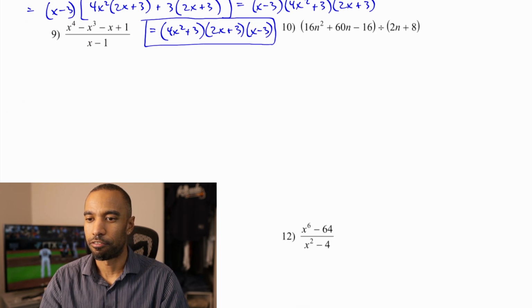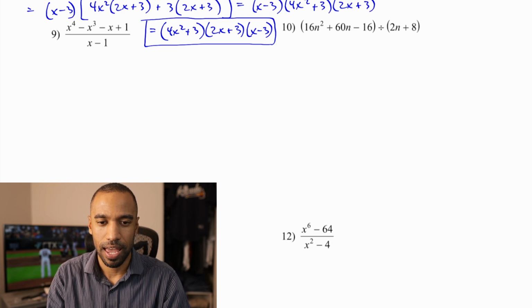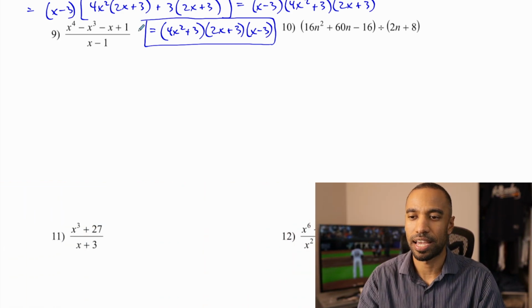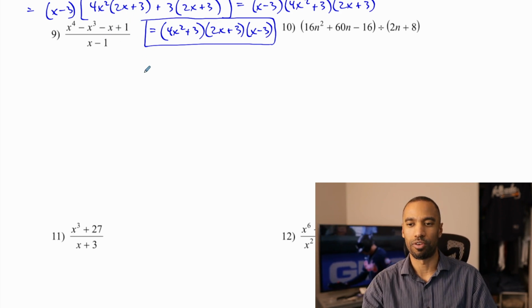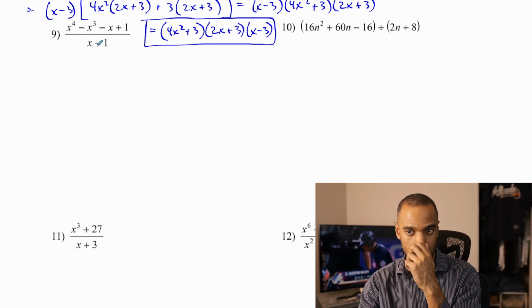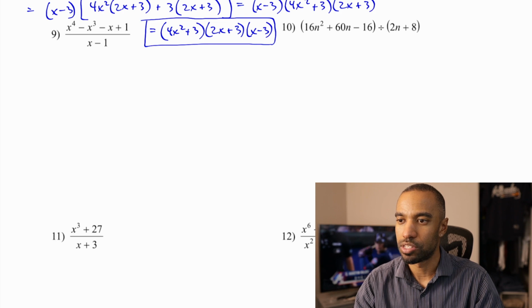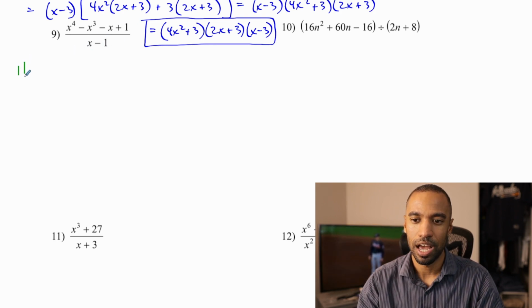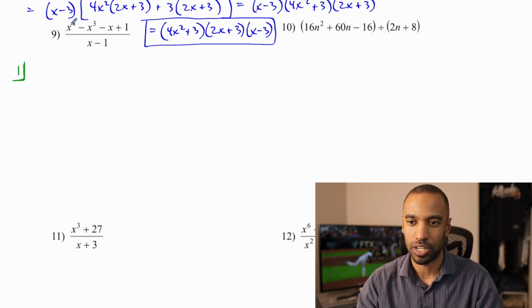Having fun? We got 4 more to do. We have x to the 4th minus x cubed minus x plus 1 over x minus 1. Divided by x minus 1. Heck of a lot of 1s there. In fact, my root for this thing is also going to be a 1, a positive 1, right? Not a negative 1 here. So let's do synthetic division again.